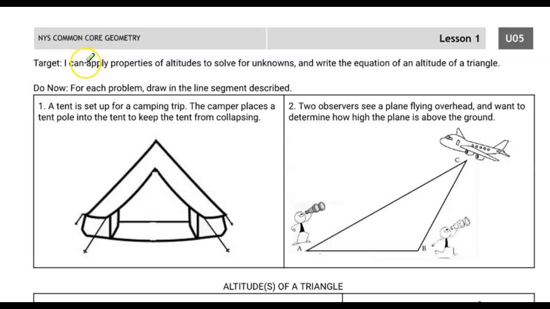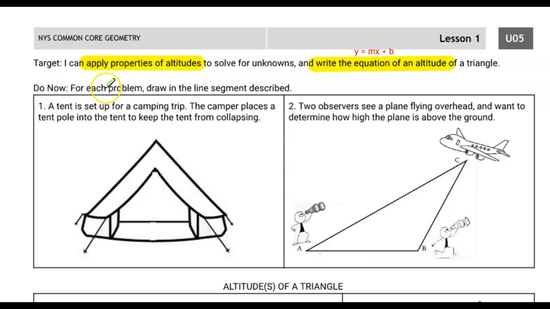According to the target, you can apply properties of altitudes to solve for unknowns. Remember, this is the key phrase that means we're going to be using them in an algebraic scenario. And then write the equation of the altitude of a triangle. In other words, we're going to be writing the equation of a line. And you know that that is y equals mx plus b. So using similar stuff that we've done in the past.